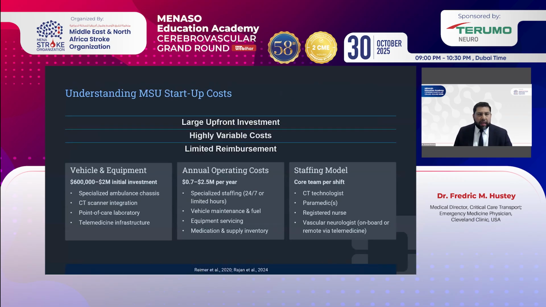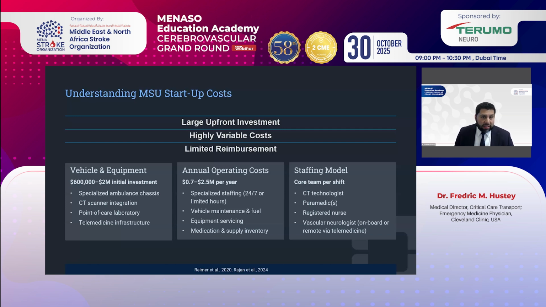If we move and start talking about some of the startup costs with mobile stroke units, the first thing to understand is that it's highly variable. It is entirely dependent on what vendors you go with. Are you going to go with Fraser or Excellence? What type of CT scanner are you going to be using? What kind of lab? What kind of telemedicine infrastructure? There are a lot of vendors out there. And depending on what part of the world you're in and who you're choosing, your cost will highly vary.